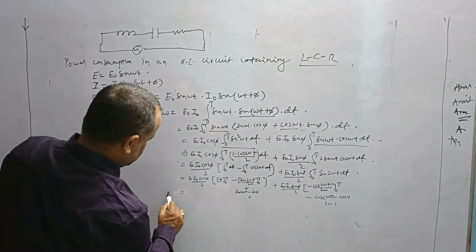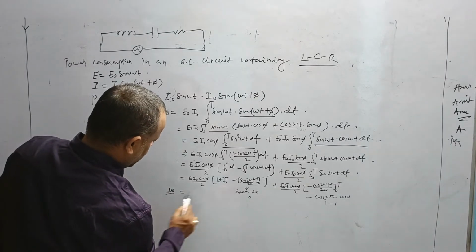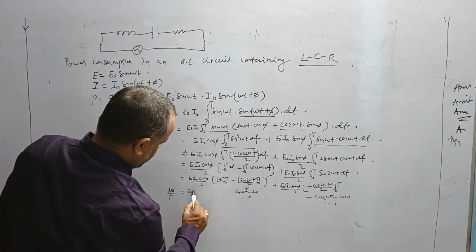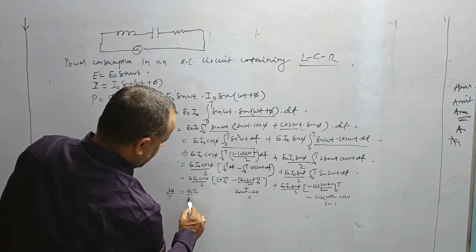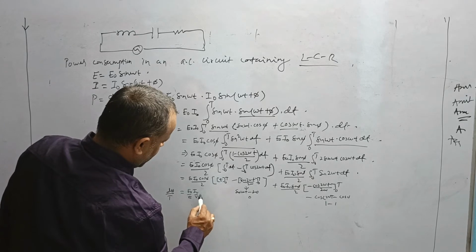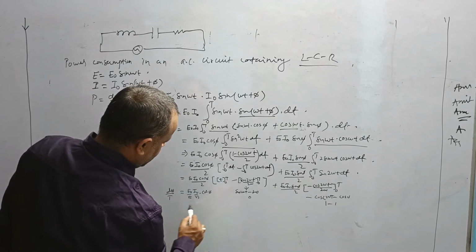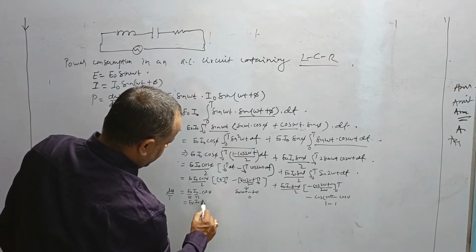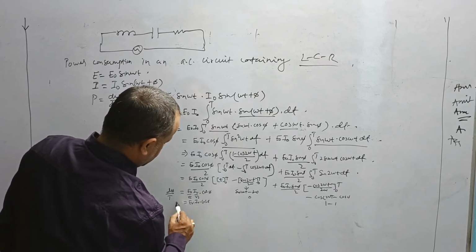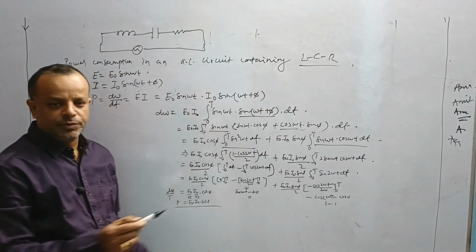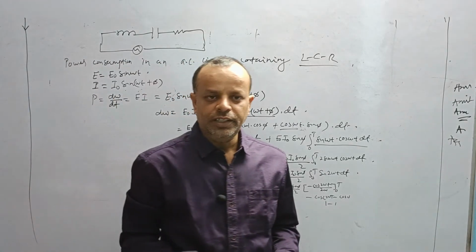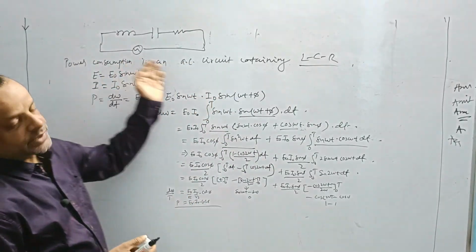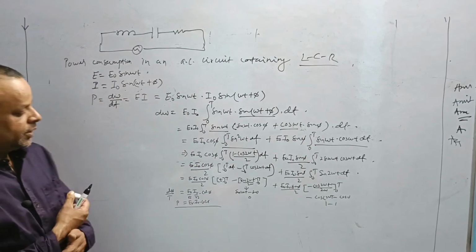What do we have? This is delta W, we'll bring this t to this side, and this becomes E naught I naught upon 2. We can write it as root 2 into root 2, and we'll have cos phi, which we can write as EV into IV into cos phi. This is the power consumption in the case of a circuit containing, this is the LCR circuit basically. It's clear?